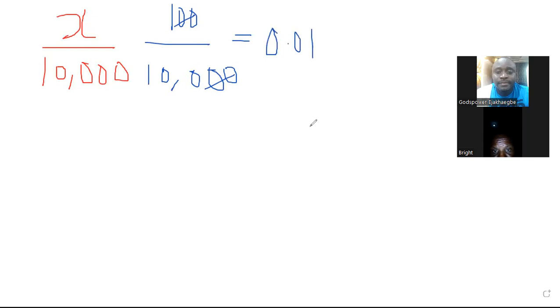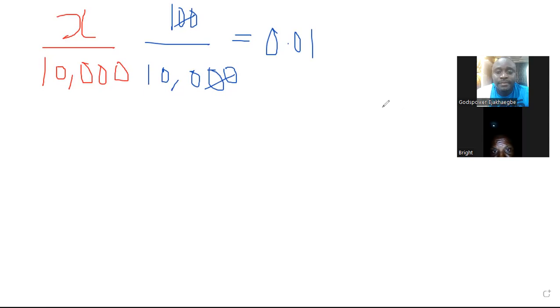Now, class, listen. A micro lot size ranges from $100 to $900. Because even at $900, that will be 900 divided by 10,000, and that will give you 0.09. So that's a micro lot size.